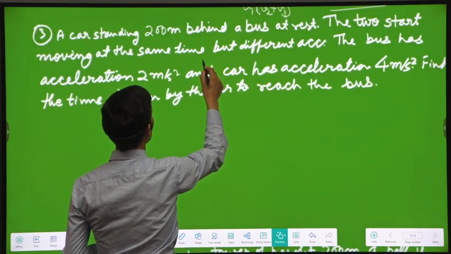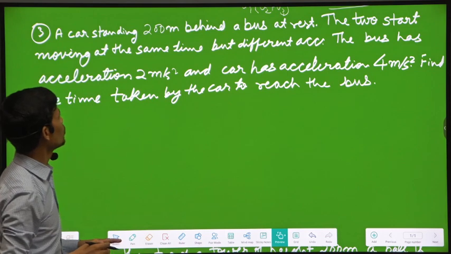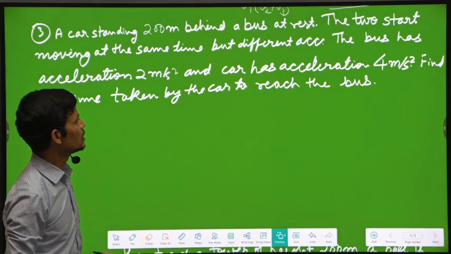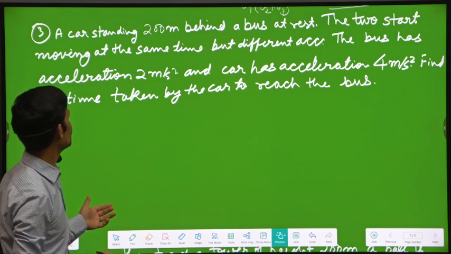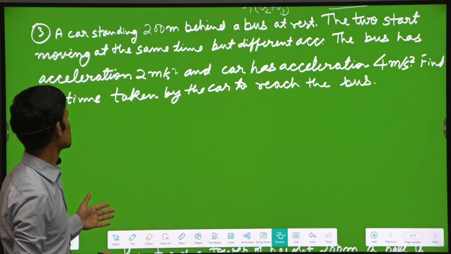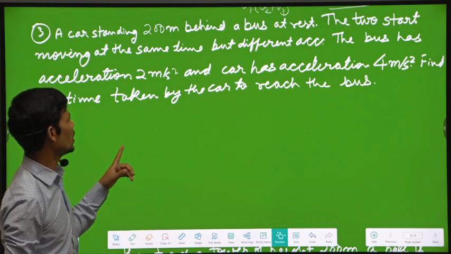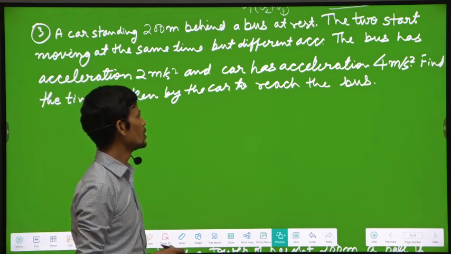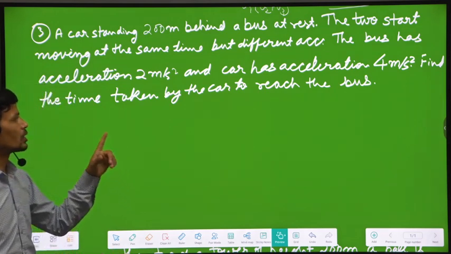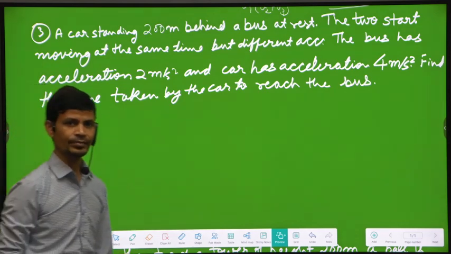Next, okay. A car standing 200 meters behind a bus at rest. The two start moving at the same time but with different acceleration. The bus has acceleration 2 meters per second square and the car has acceleration 4 meters per second square. Find the time taken by the car to reach the bus.